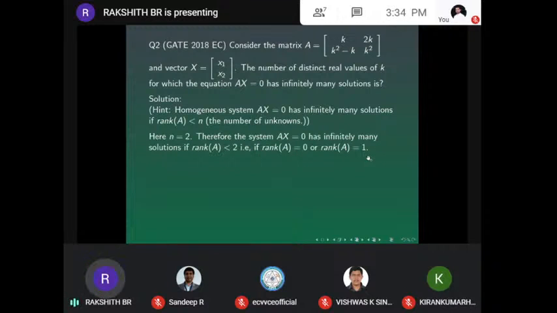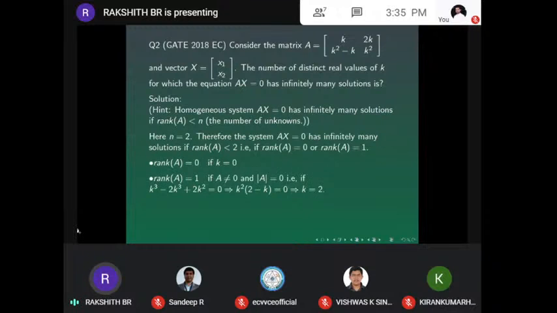So let us consider the case when the rank of A is 0. The rank of A equal to 0 means it has no non-zero rows. That means all the rows are zeros, so A is a zero matrix. Only if A is a zero matrix is the rank of A zero. A is a zero matrix if and only if K is zero. So the rank of A is zero if K is zero.